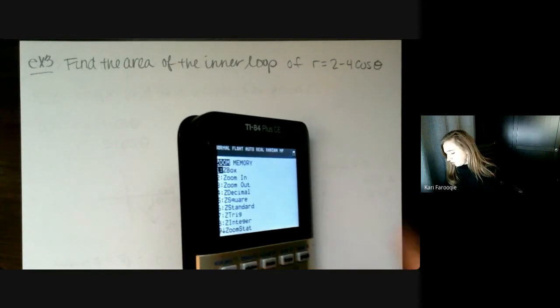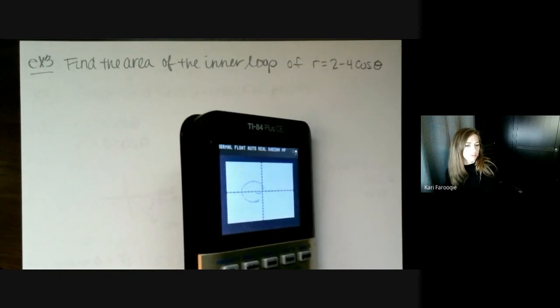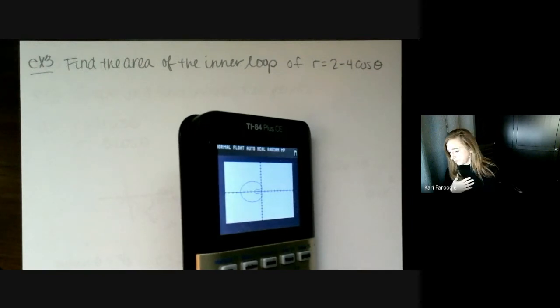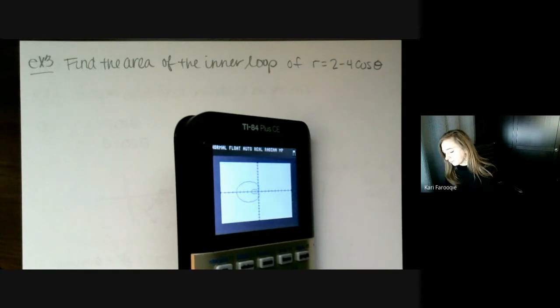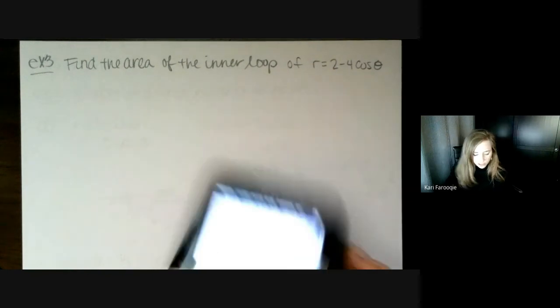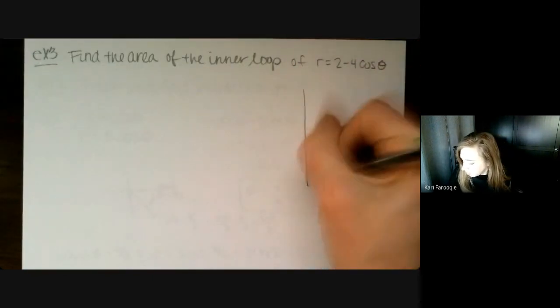I don't remember where I left my bounds. I'm going to leave them just for now, just to see what happens. Zoom standard. That's what we're dealing with. You can kind of understand where this inner loop thing is coming from now. If you would like to sort of draw this so we can talk about it, I'll put it down on paper.